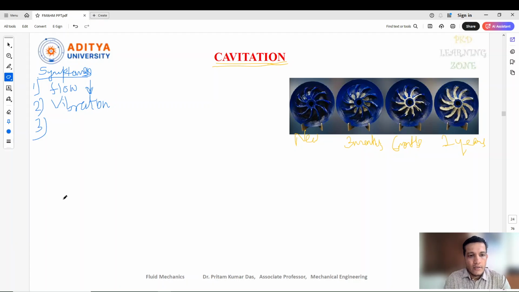Third point: the erosion in the impeller, which I showed you here. What are the other symptoms that can be identified here? Vibration or noise, as already mentioned. There will be a sudden vibration or sudden noise, and we can say bearing failure is also sometimes one of the reasons for this cavitation.